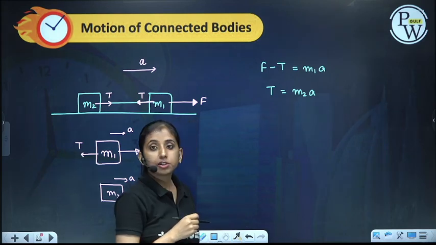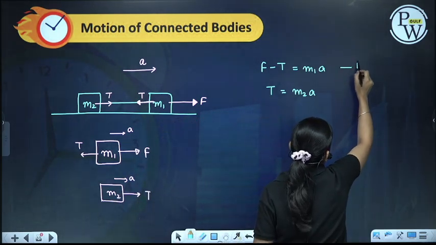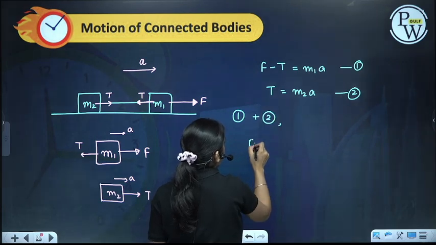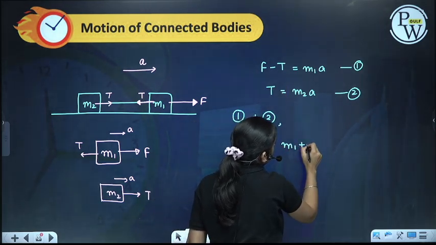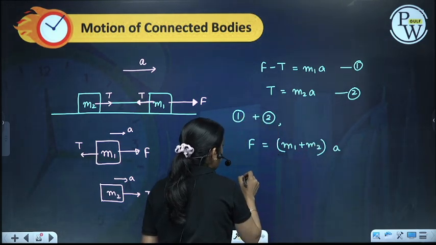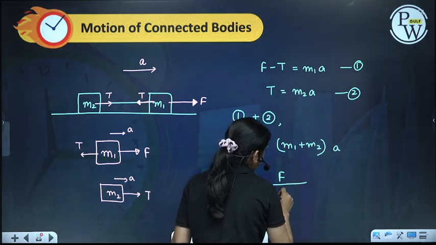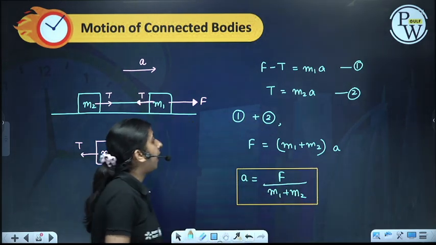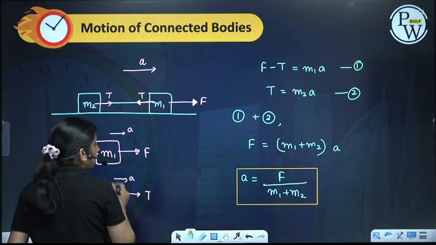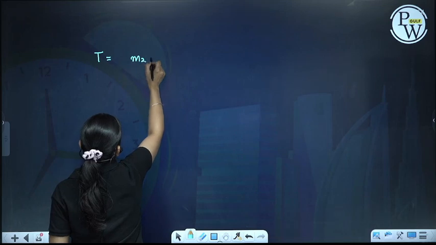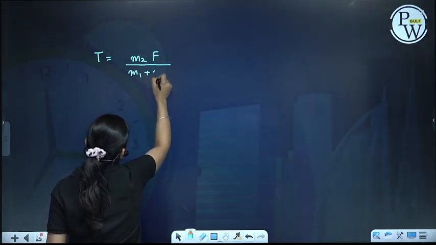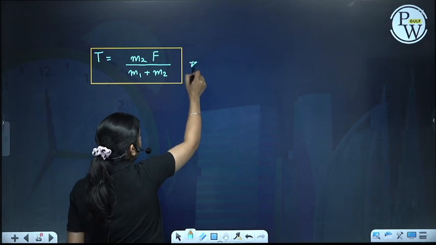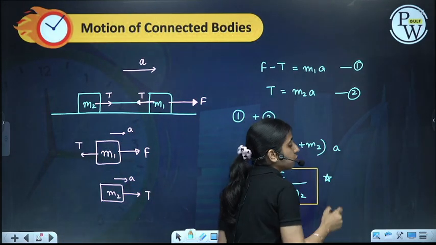Now we have to find the acceleration and tension. So add equations 1 and 2. Tension and tension will get cancelled out, giving M1 plus M2 into A. So from here acceleration will be F divided by M1 plus M2, and tension will be M2 times A, so tension will be M2 times F divided by M1 plus M2. This will be the acceleration of the system and the tension in the string.